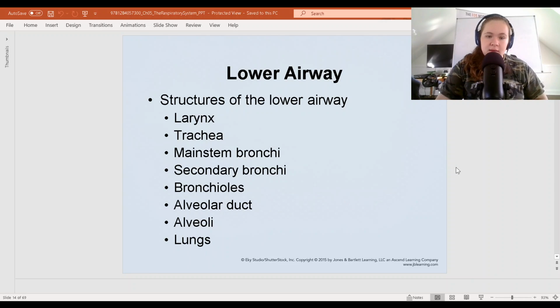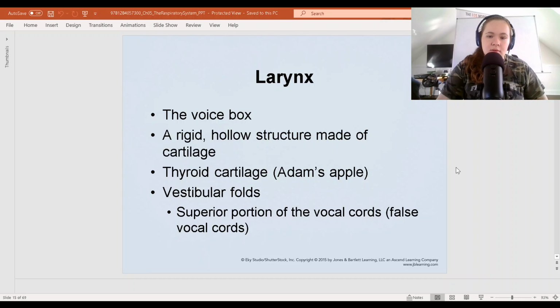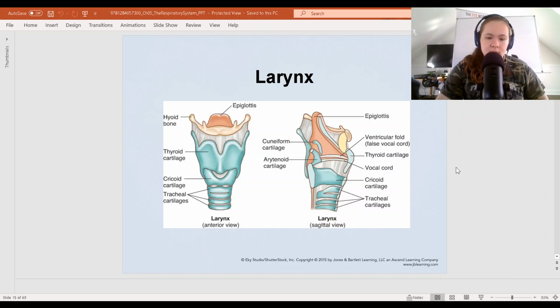The lower airway structures listed here are the larynx, trachea, mainstem bronchi, secondary bronchi, bronchioles, alveolar duct, alveoli, and the lungs. The larynx is the voice box. It's a rigid hollow structure made of cartilage. Thyroid cartilage, which is the Adam's apple, and the vestibular folds, which are the superior portion of the vocal cords, or false vocal cords. Here's a diagram of the larynx.